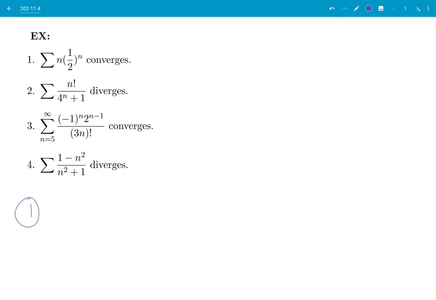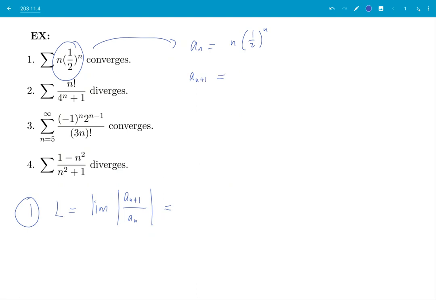Number one. Remember, L is the limit of the absolute value of a_(n+1) over a_n. Here a_n is equal to n over 2^n. For a_(n+1), I take this expression and replace each n with n plus 1. So (n+1) over 2^(n+1). The n's circled in red got replaced with n plus 1s. That's it, that's all.